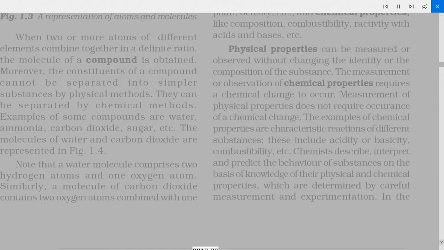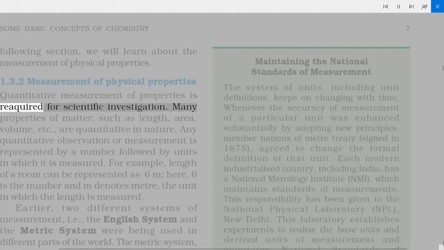In the following section, we will learn about the measurement of physical properties. Measurement of physical properties. Quantitative measurement of properties is required for scientific investigation. Many properties of matter, such as length, area, volume, etc., are quantitative in nature. Any quantitative observation or measurement is represented by a number followed by units in which it is measured.